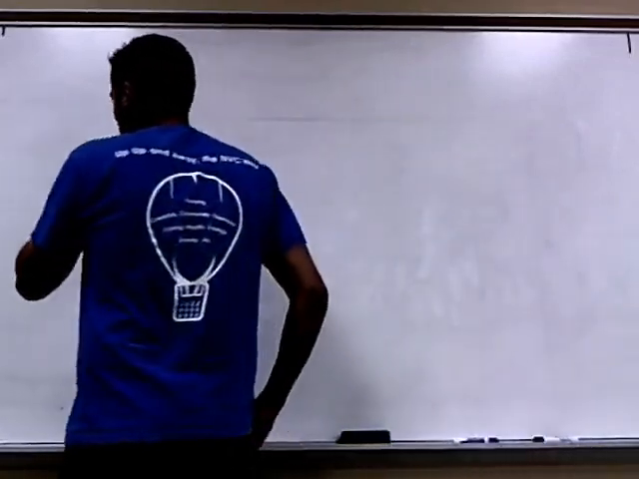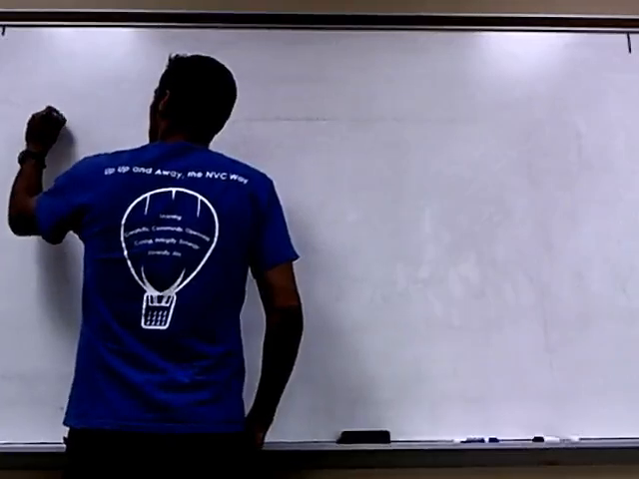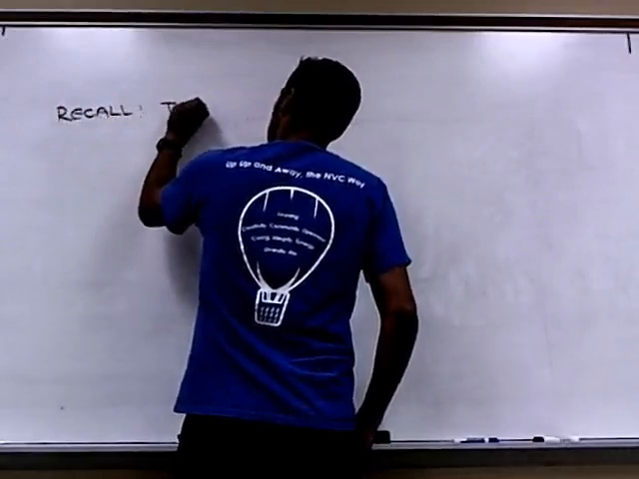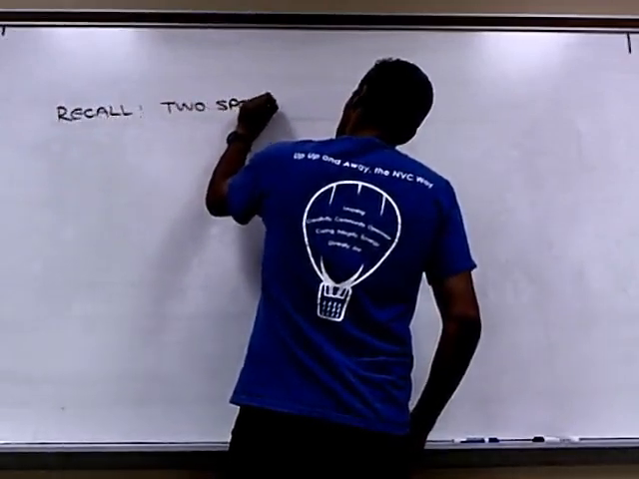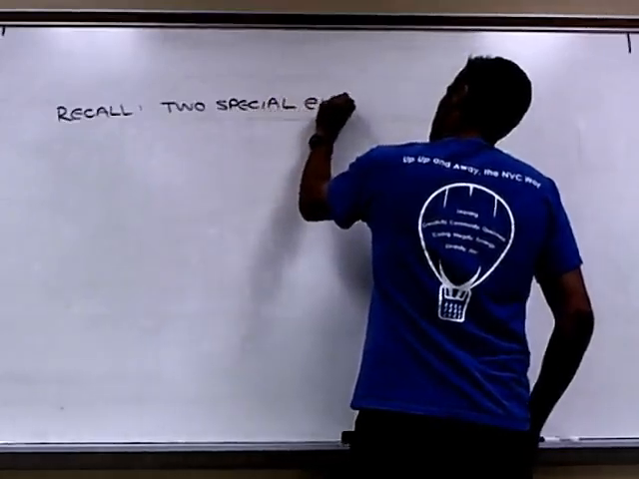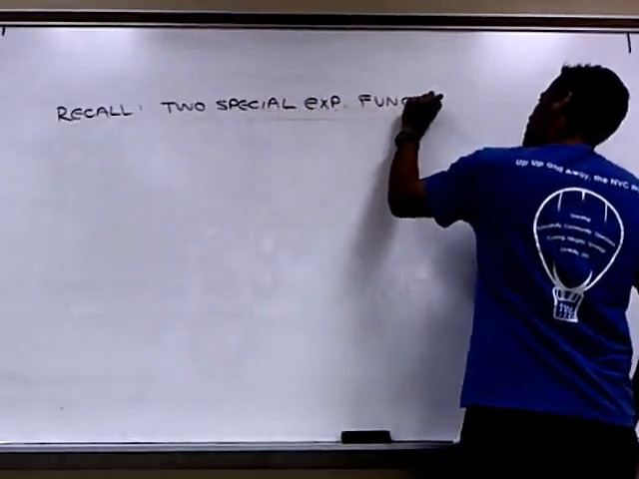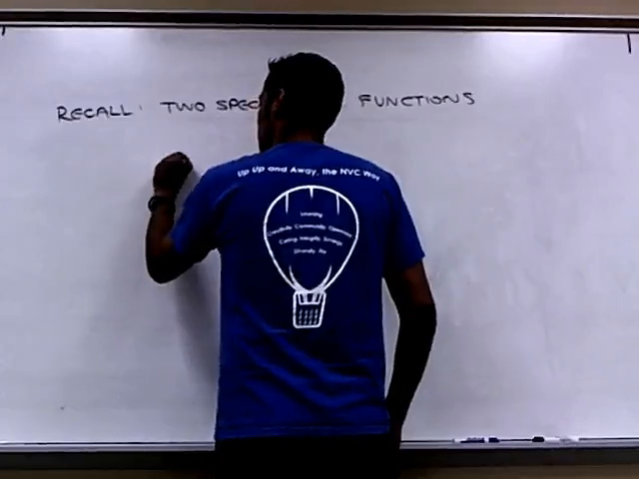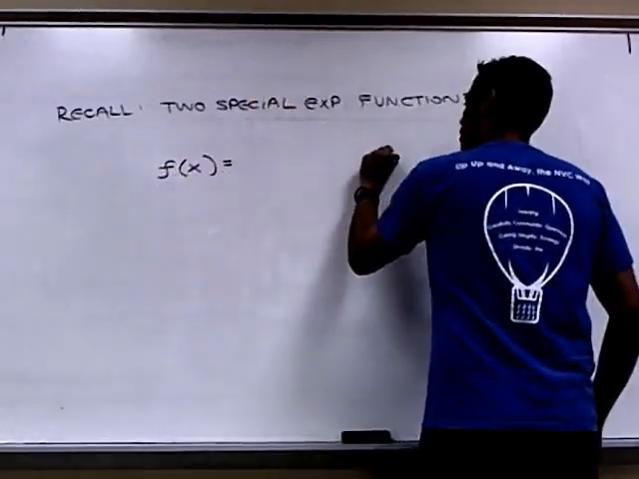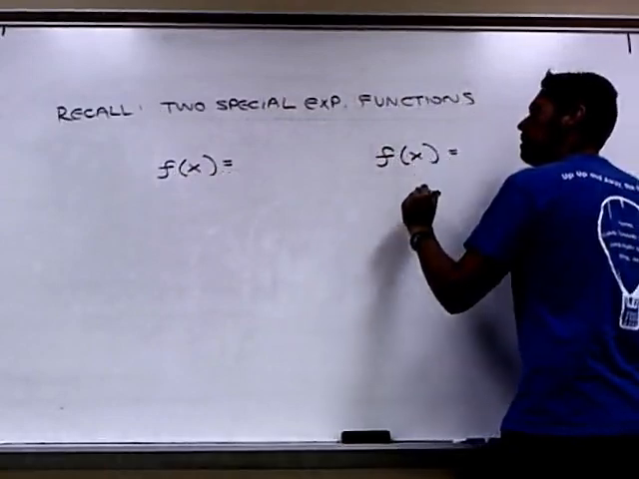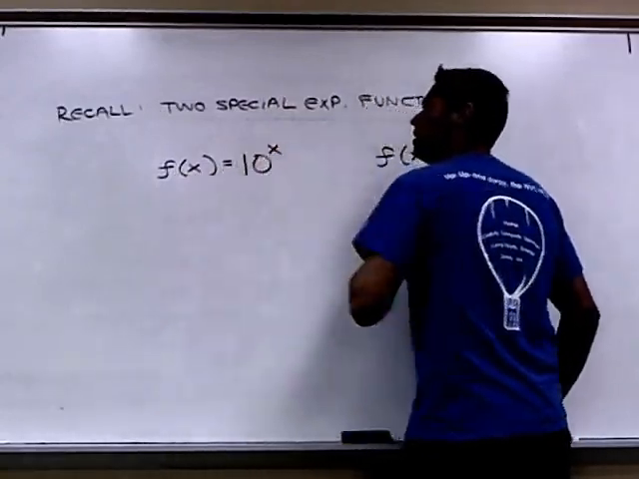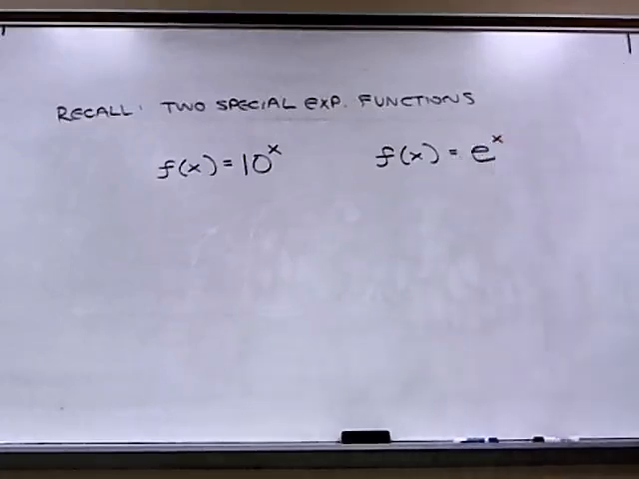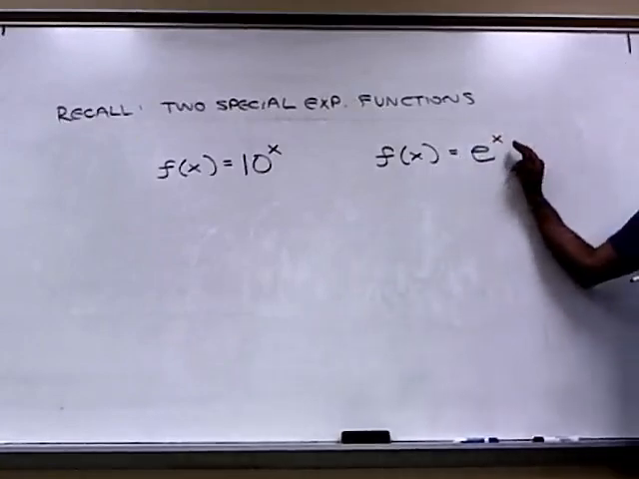We're going to investigate logs a little deeper now. Do you recall from last class the 2 special exponential functions? Remember what they were? What were the 2 special ones? Base 10, so it was 10 to the x, right? And base e. And I asked you to make sure that you knew on your calculator how to do e to different powers, and it was part of your homework assignment, right?